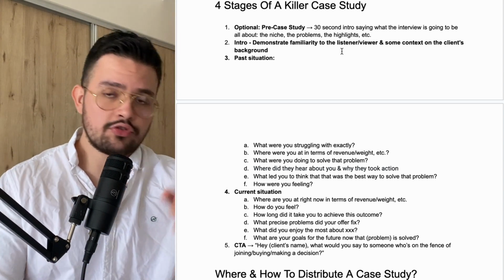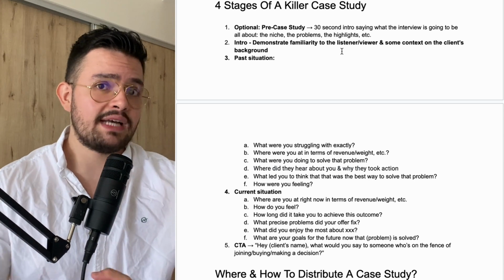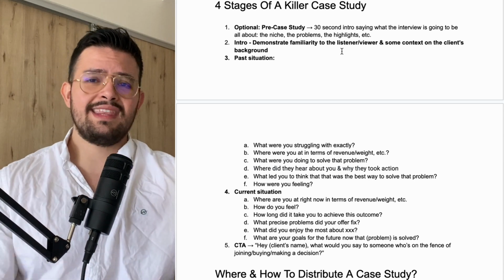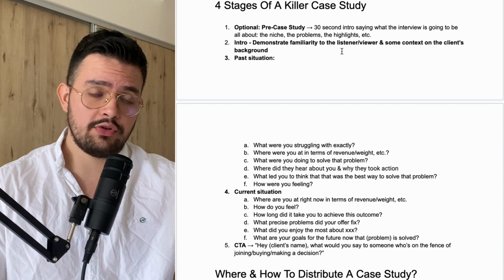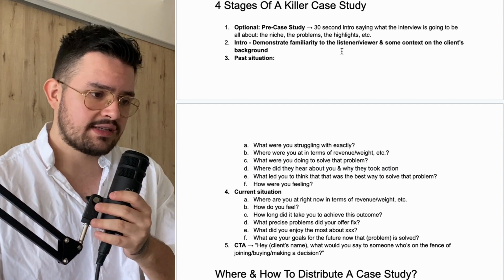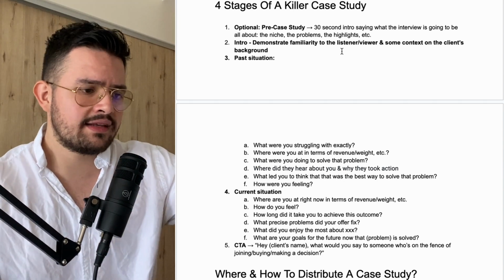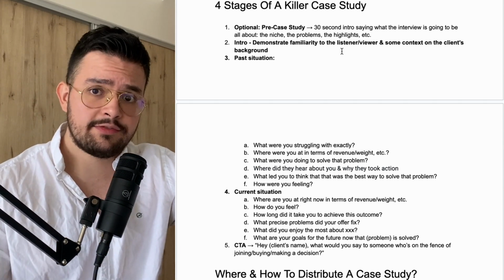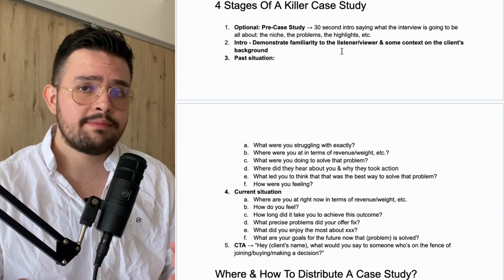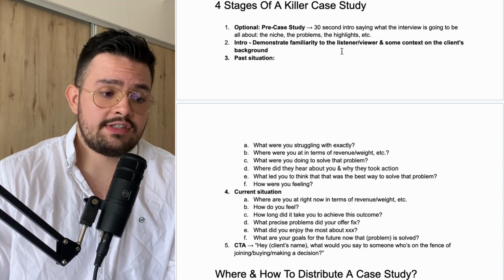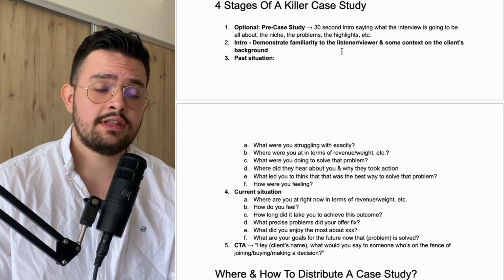Okay, then you're going to go into the meat and potatoes, which is the past situation, like what were they struggling with, and the way you want to go about it is asking a mix of the following questions that I'm going to share with you guys here. So you want to start off by asking, for example, okay, client, tell me, what were you struggling with exactly before we started working together? They're going to tell you X, Y, and Z. You want to dig deep every single time, like just start to probe every single time that your client tells you something that is relevant to the conversation.